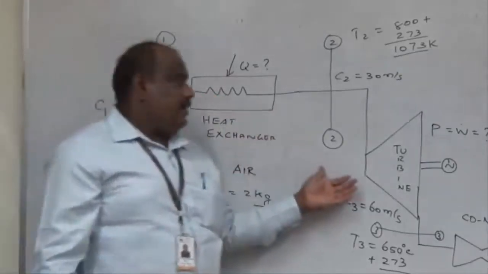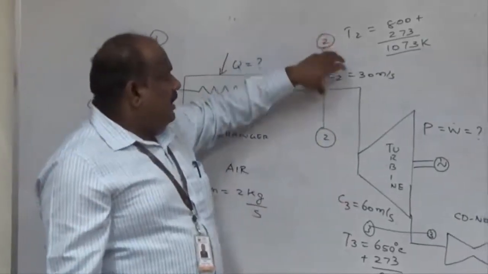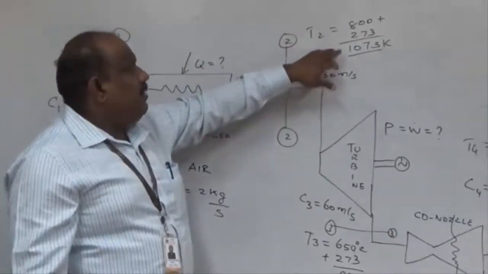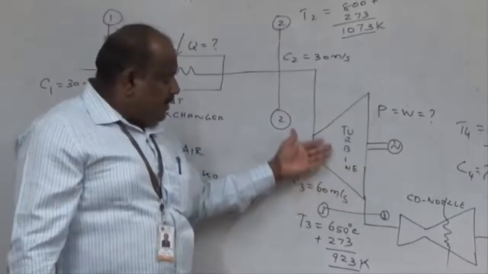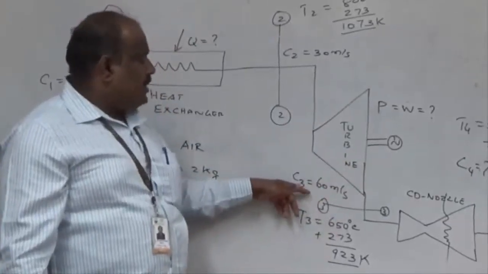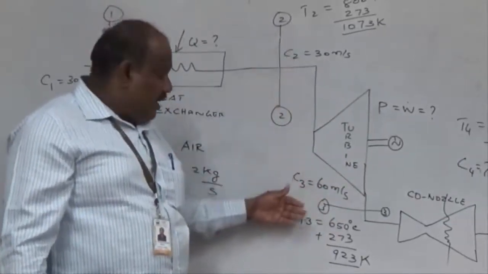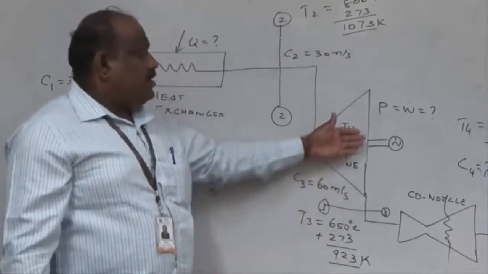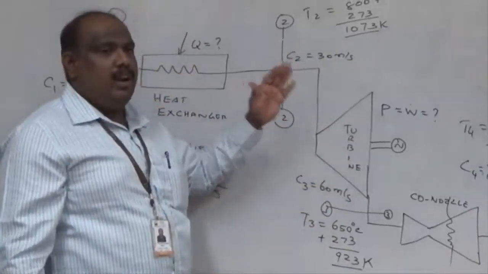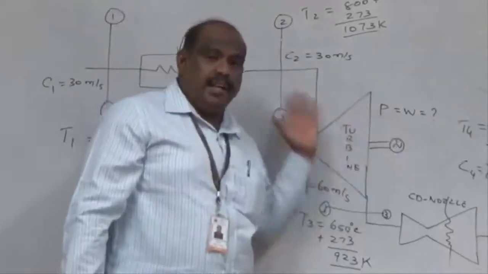In the second part, the air is coming at a velocity of 30 meters per second where the temperature is 1073 and is going to get expanded in the turbine. On leaving the turbine, the velocity has increased from 30 meters per second to 60 meters per second and the temperature has dropped from 1073 to 903 Kelvin with a positive power output. So what may be the question? How much amount of power is generated in the turbine?